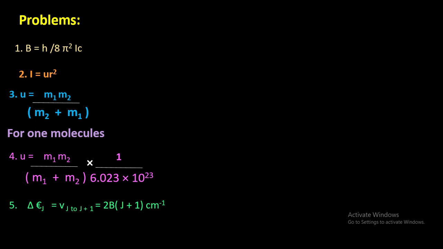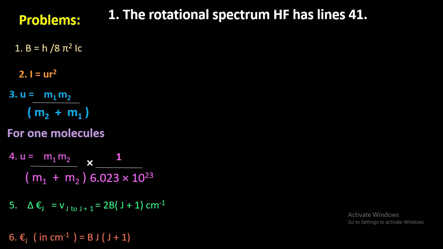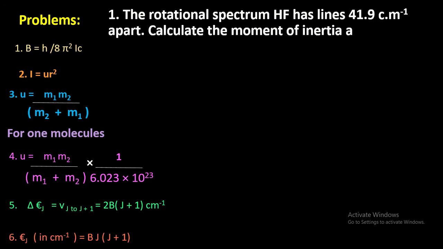The change of energy level in rotational, that is delta epsilon J, equals 2B into J plus 1. The energy of any rotational level is determined by the following formula: B J into J plus 1. The rotational spectrum of HF has lines 41.9 per centimeter apart. Calculate the moment of inertia and bond length in the HF.